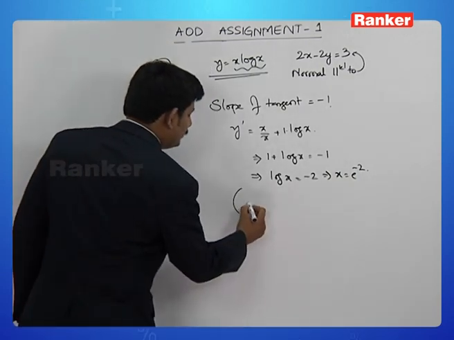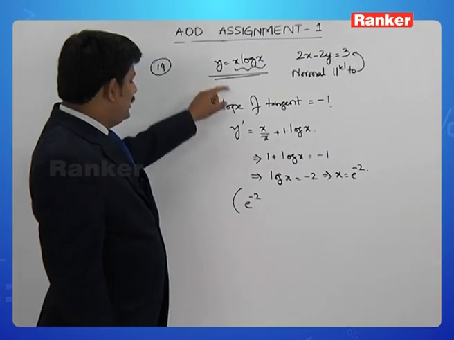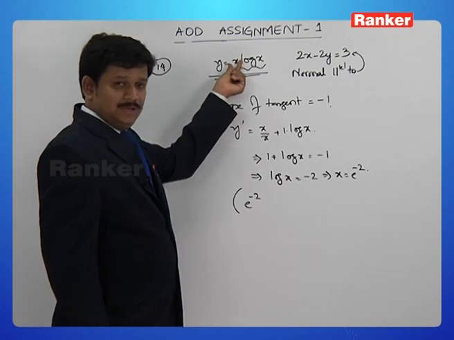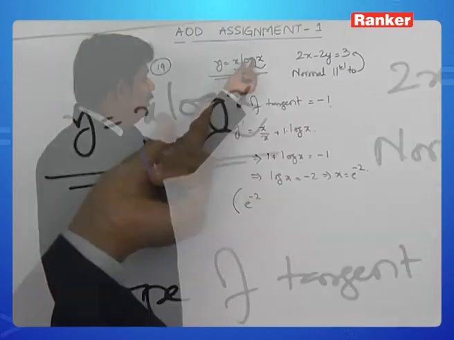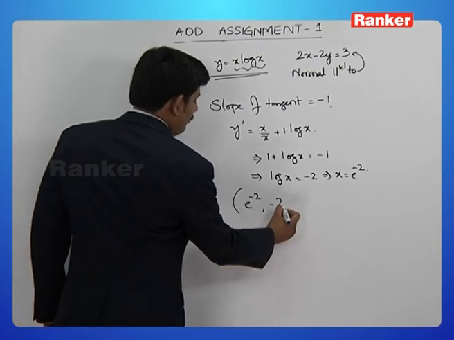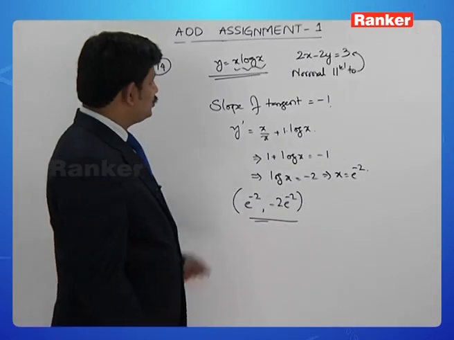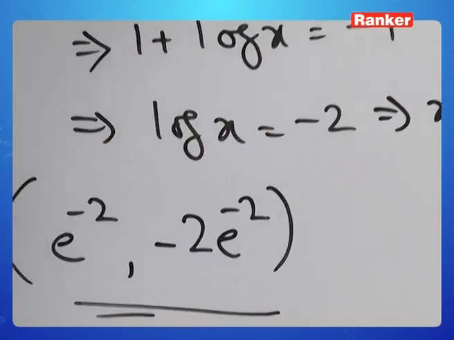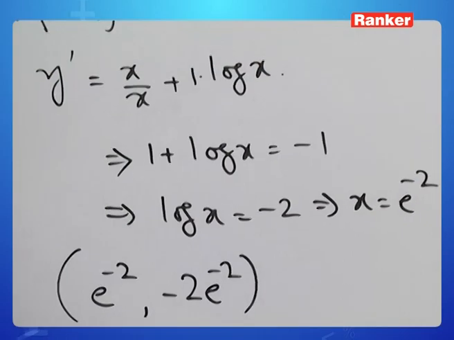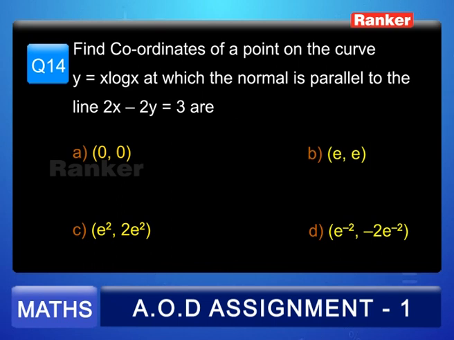So, the x coordinate of the point which we want is e power minus 2, and for the y coordinate, substitute the x coordinate: e power minus 2 into log of e power minus 2, which is minus 2. So, the y coordinate would be minus 2 e power minus 2. So, the coordinates of the point where the slope of the normal is equal to 1, or the slope of the tangent is equal to minus 1, is e power minus 2 comma minus 2 e power minus 2, which is option D. So, write option D.